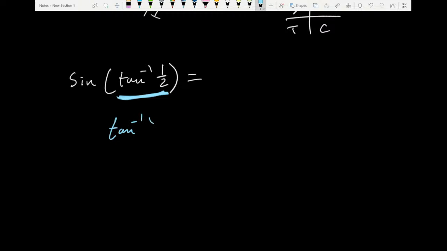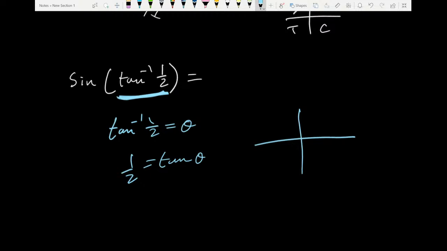Let's say tangent inverse of 1/2 equals theta. So tangent of theta equals 1/2. It's positive, so therefore we're looking at what quadrant, guys? We're looking at the first quadrant. It could be in the fourth quadrant, but tangent inverse lives in the first and the fourth one. The fourth one is going to be negative, that's going to be positive.